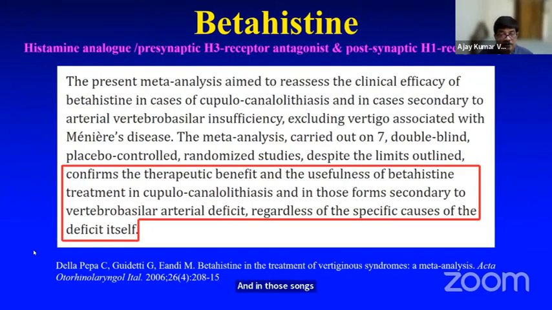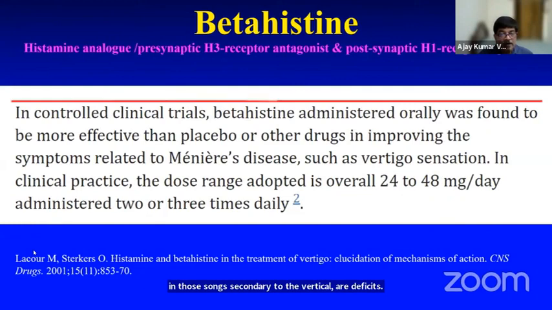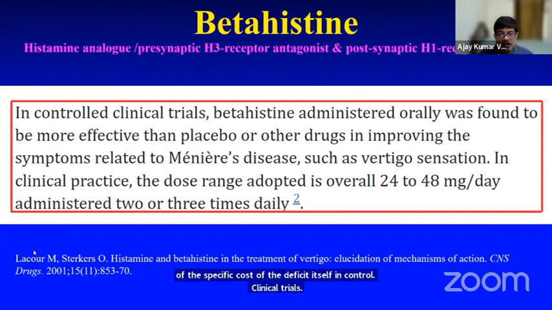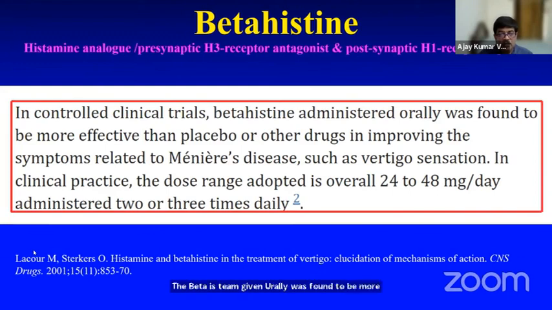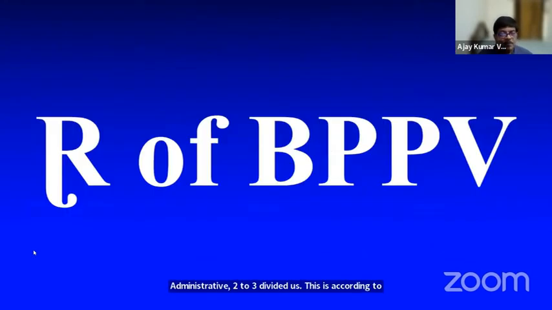In controlled clinical trials, betahistine given orally was found to be more effective than placebo and other drugs in improving the symptoms related to Meniere's disease such as vertigo sensation, and the usual dose is 24 to 48 milligrams per day, administered in 2 to 3 divided doses. This is according to Michel Lacour's paper in 2001.